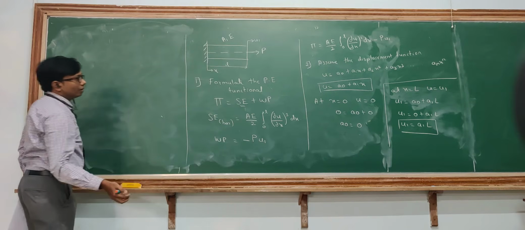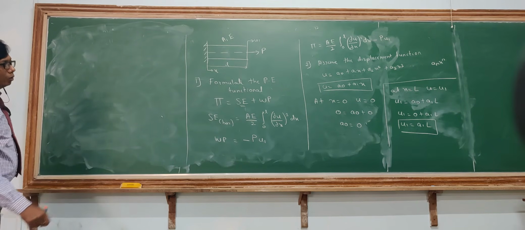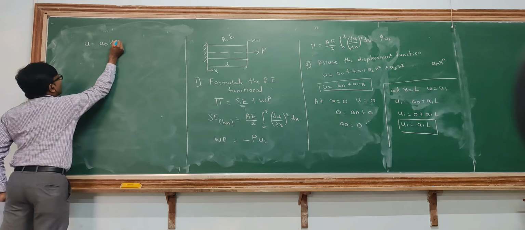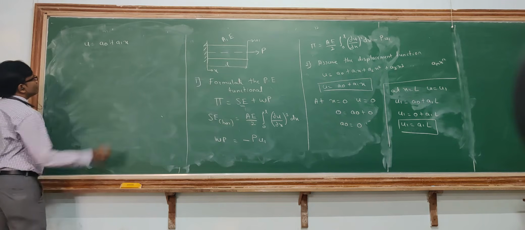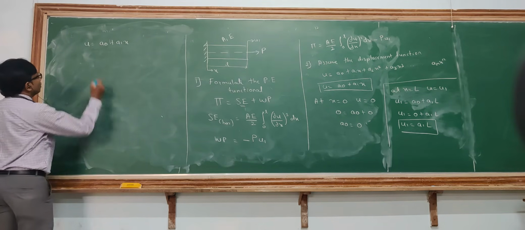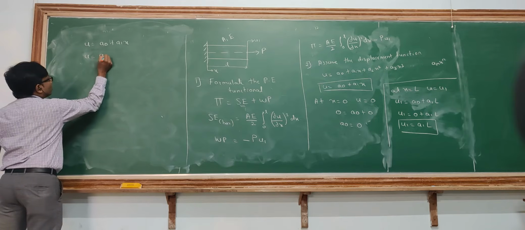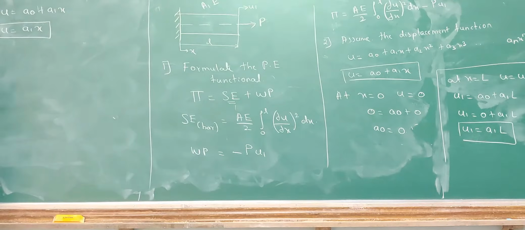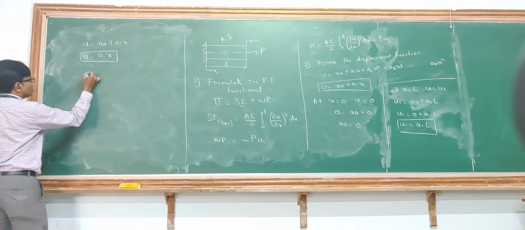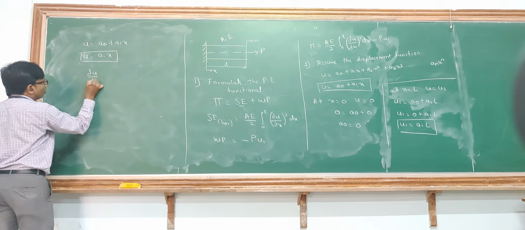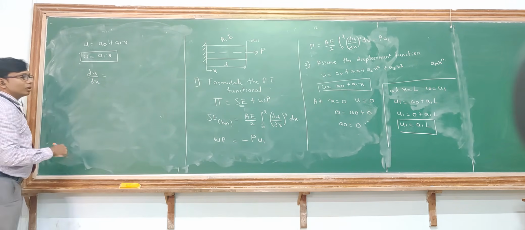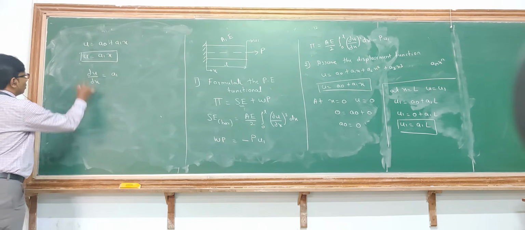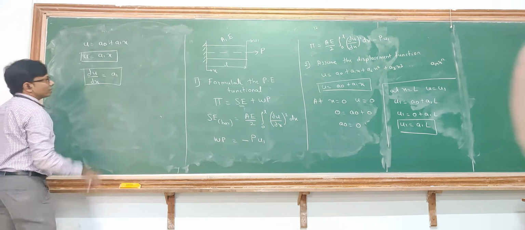If you see there, we require dou u by dou x. You have already u is equal to a naught plus a1 x. Already I got a naught value, so a naught is 0, so u remains as a1 x. I have to differentiate it to get the value of dou u by dou x. If you do the differentiation of u with respect to x, you will be getting a1. So now you got the value of dou u by dou x.